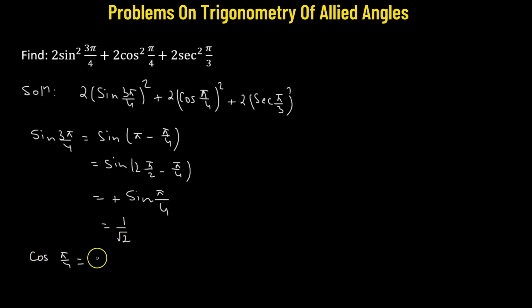Let's come to cosine of pi over 4. Cosine of pi over 4 is also 1 over square root of 2. And then finally we have secant of pi over 3, which is equal to 2.